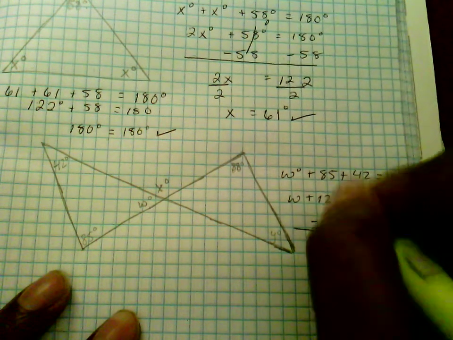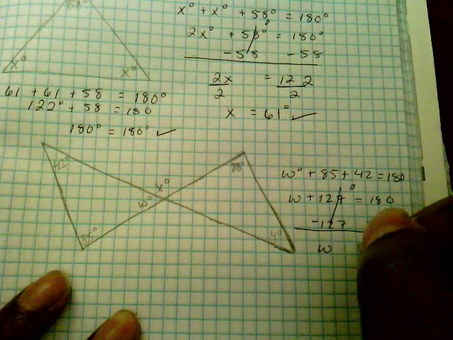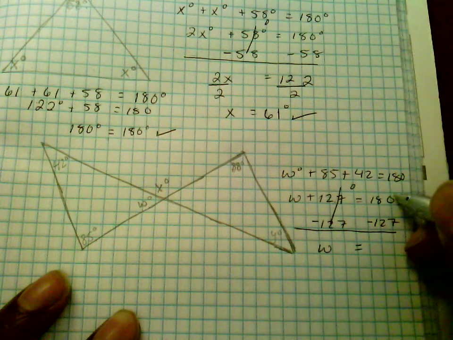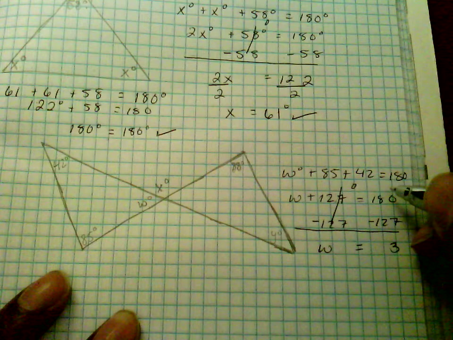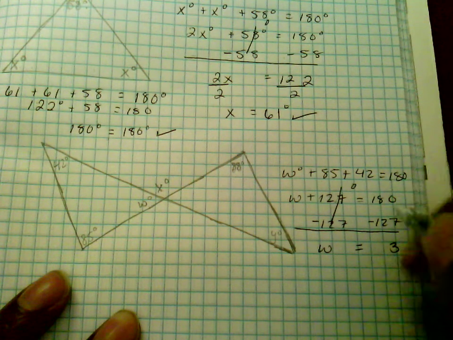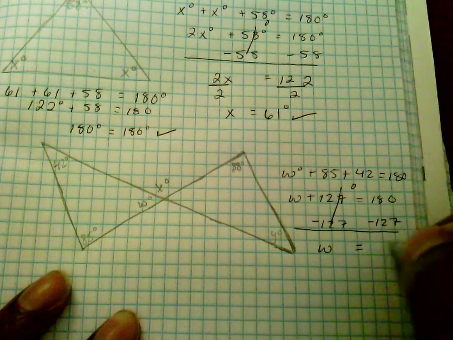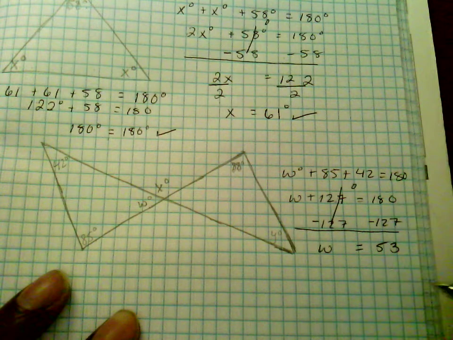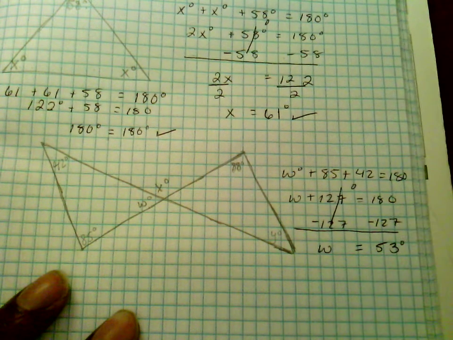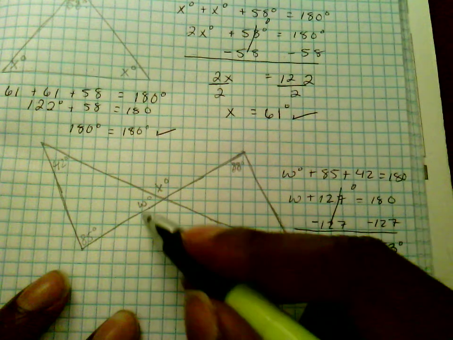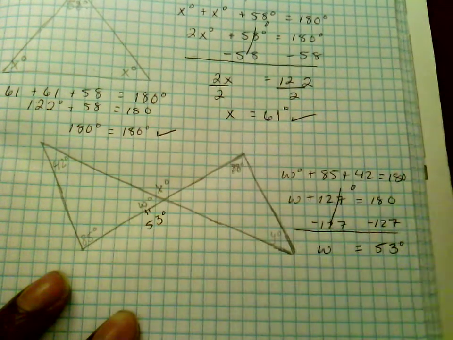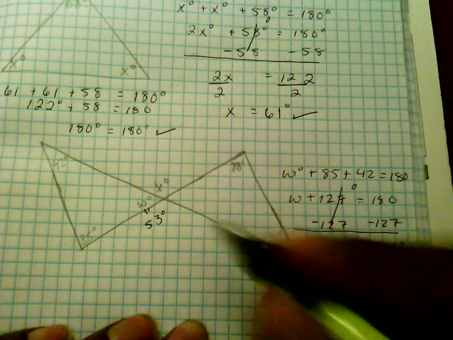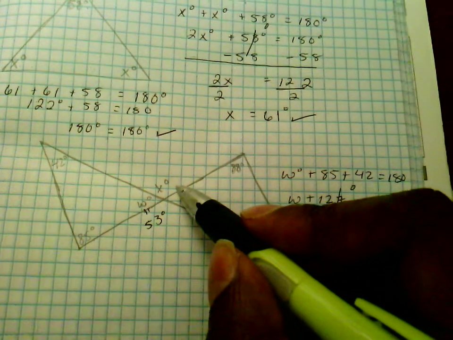That'll be W. 127 cancels on the left side. And so here, it'll be 3, and then 7 minus 2 would be 5, and that's 53 degrees for W. All right, not quite finished yet. Now that we know W is equal to 53 degrees, we can actually use this to help us determine what X is.